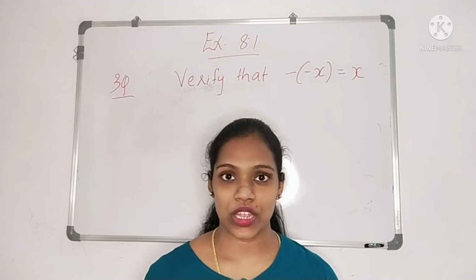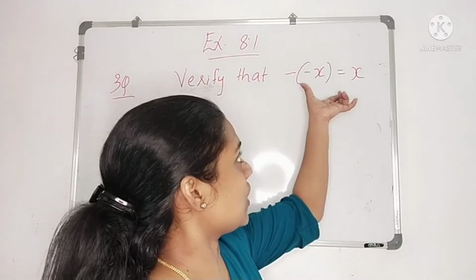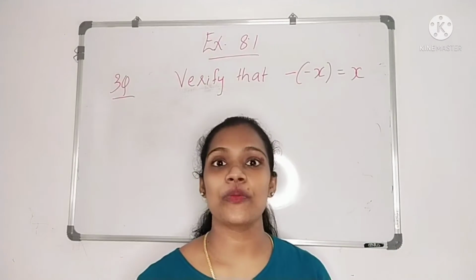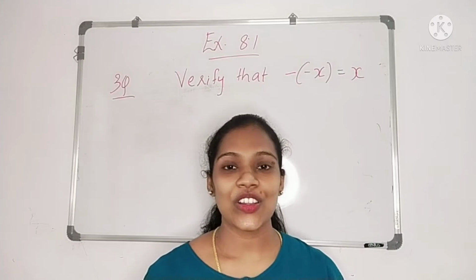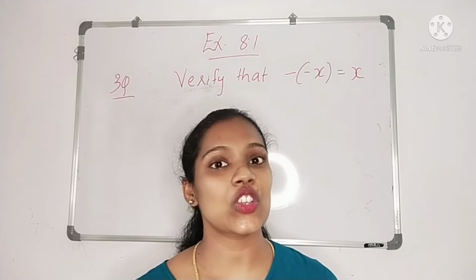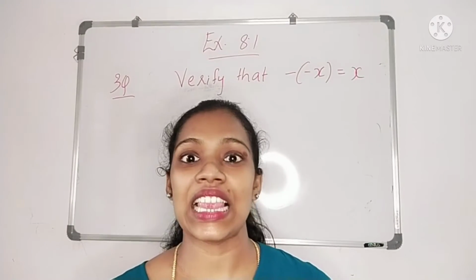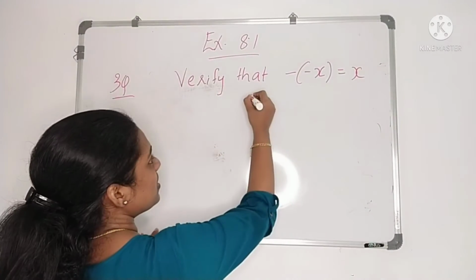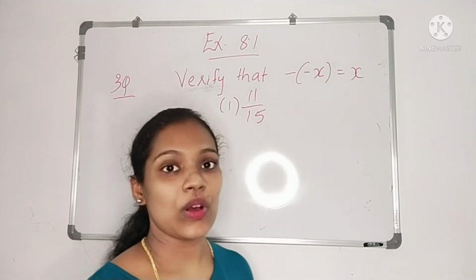This we have to prove, and we have been given some examples here. We have to prove the equation, that is, minus of minus x equals x. That is our question. Let's see how we are going to solve this problem in the proper way. Our first example is 11 by 15. This is our first question.